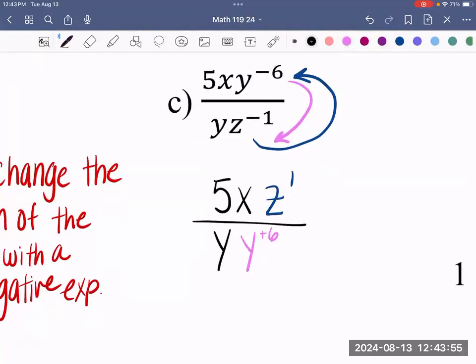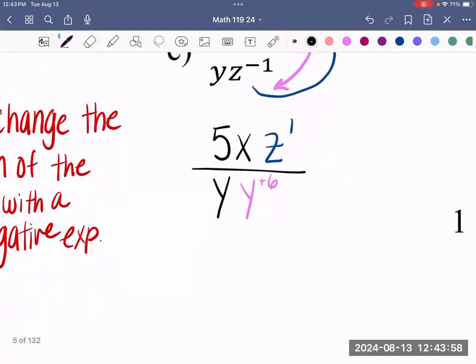Now, is there anything that we need to clean up? Just a little bit. 5xz can all remain. Then you still have y times y. So if they're found next to each other, they can actually be added together for y to the 7th.